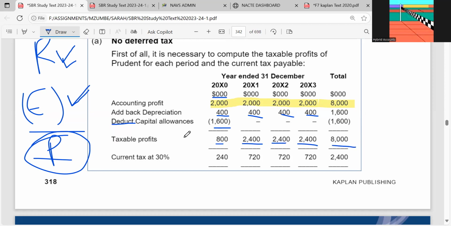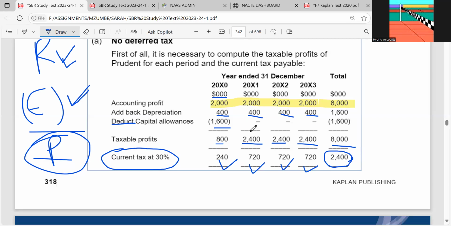You get now. So to get the current tax, this is now the way of computing the current tax if not given directly, right? So you take the 30%, we are told tax equals 30%. So 30% of the taxable profit, 30% times 800 is 240, 30% times 2,400 is 720, 720, 720 again, and you add them all to get this figure here, right? This is what we get finally.